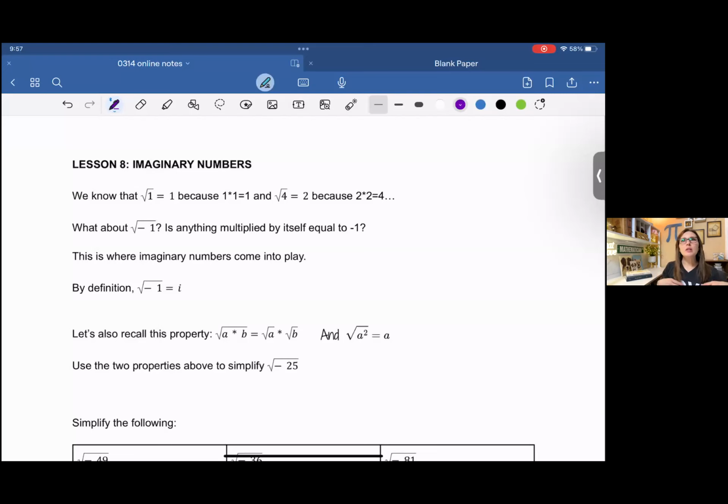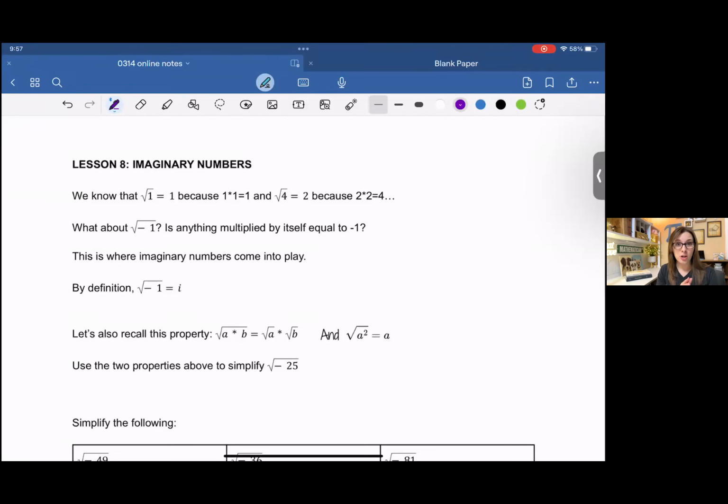But if I were to tell you to simplify the square root of -1, well, if you try to do -1 times -1, that's +1. And if you try to do -1 times +1, that's not two equal factors. So we're left with a big question mark. What are we supposed to do here?